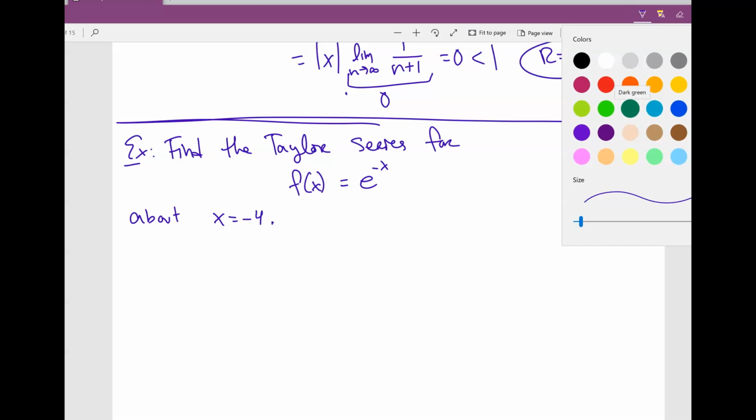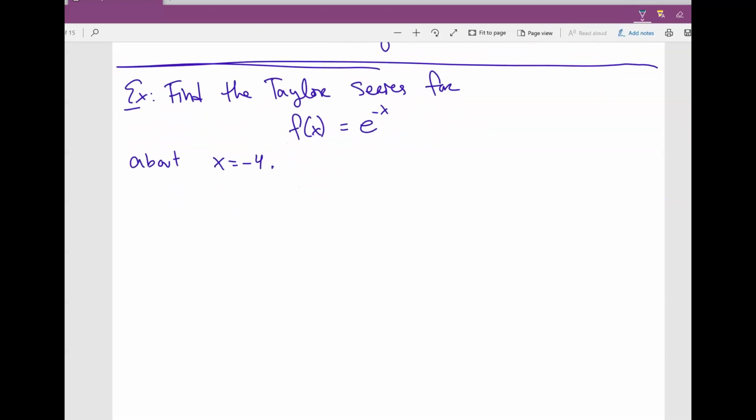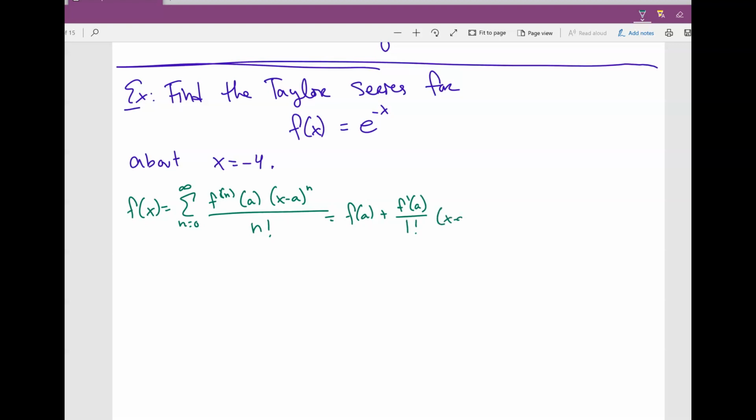Well, let's see. We want to figure out a Taylor series, so let's write out the Taylor series expansion for this. Let's start off by writing f of x is equal to the sum from n goes from 0 to infinity of f^(n)(a) times (x minus a) to the n, divided by n factorial. Remember that this is just f of a plus f prime of a over 1 factorial, x minus a, plus f double prime of a over 2 factorial, x minus a squared, and then we continue.